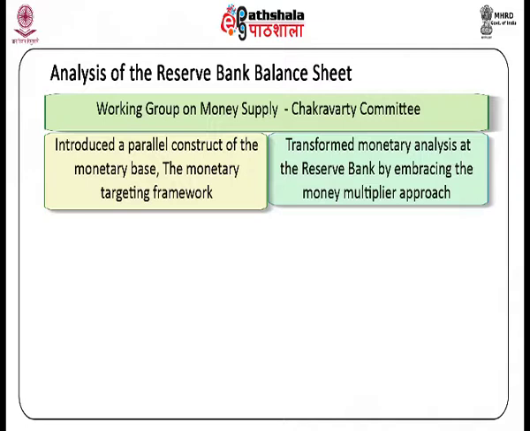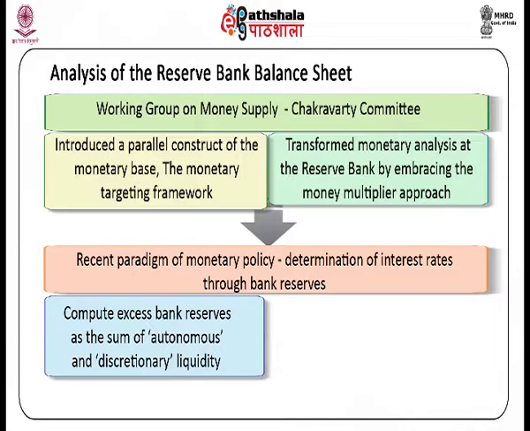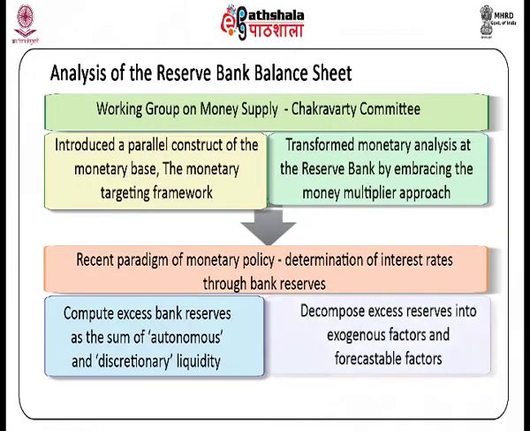While the two approaches are useful for tracking money supply, a third and more recent paradigm of monetary policy links the movements in the central bank balance sheet to the determination of interest rates through bank reserves. One methodology is to compute excess bank reserves as the sum of autonomous and discretionary liquidity by partitioning the Reserve Bank's balance sheet flows on the basis of policy interventions. A second related methodology is to decompose excess reserves into exogenous factors and forecastable factors on the degree of predictability and policy position.